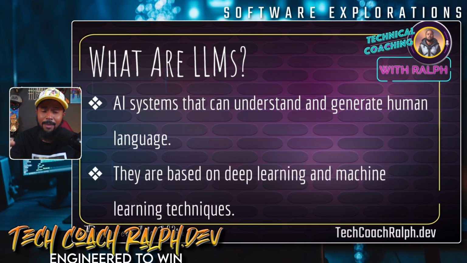So all right, pop quiz, what is a large language model? What are LLMs, right? Basically, they are AI systems, artificial intelligence systems that can understand and generate human language. So pretty much you are talking to a computer and it's responding to you as a human. I'm not going to say personable, but it just has a conversation with you, right? You ask it a question, it gives you an answer. They are based on deep learning and machine learning techniques. So basically these models study and gather data in order to be able to give you the appropriate response. It does not always get it right, but it is getting a lot better.